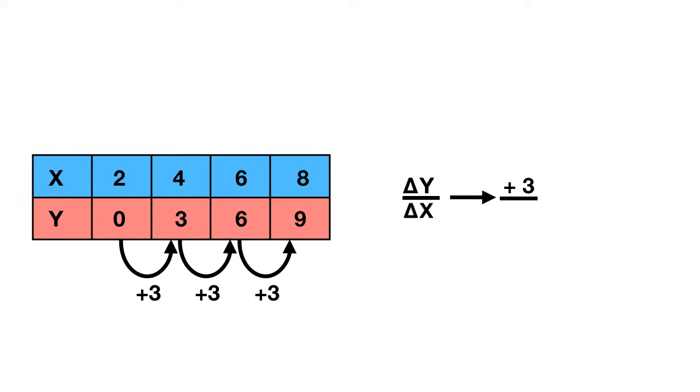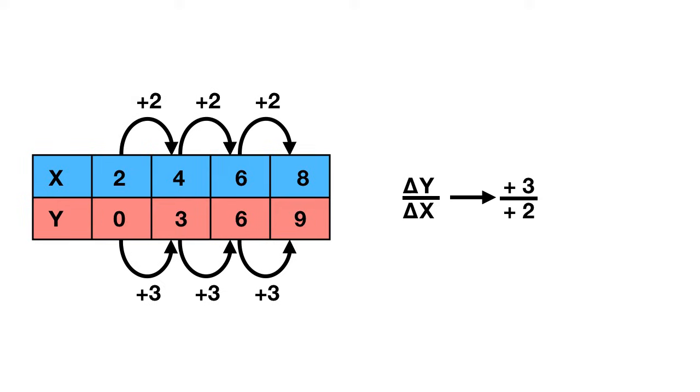Now let's look for our change in x. What's happening when I move from 2 to 4? I'm increasing by 2. What happens when I move from 4 to 6? I also increase by 2. And when I move from 6 to 8, I'm also increasing by 2. So my change in x is positive 2.